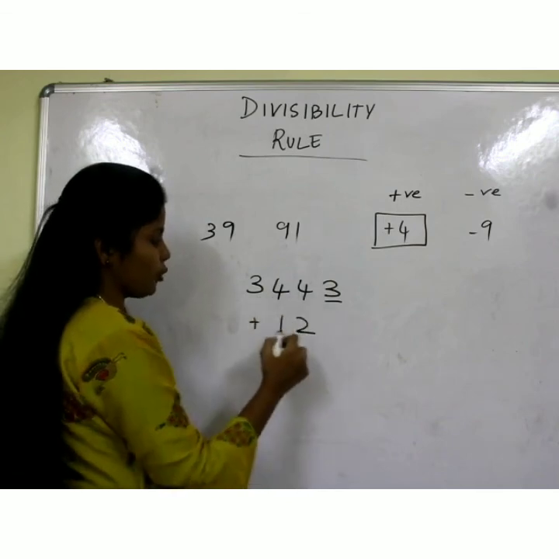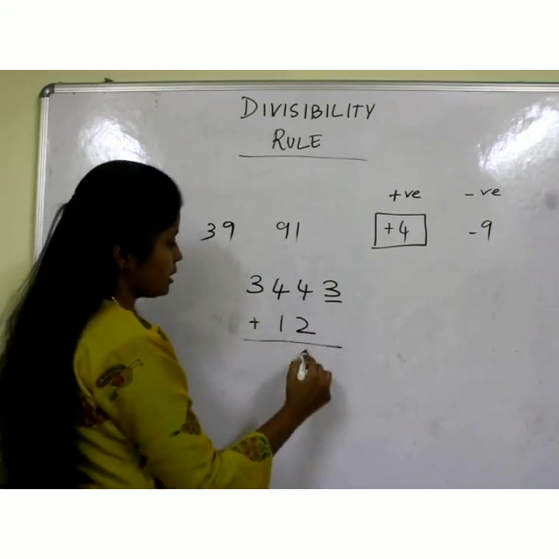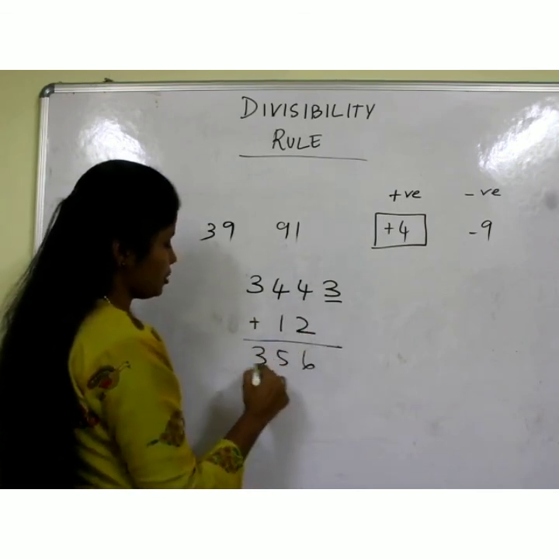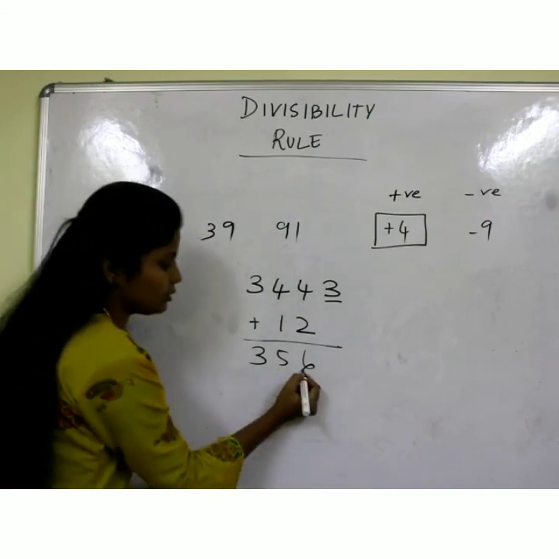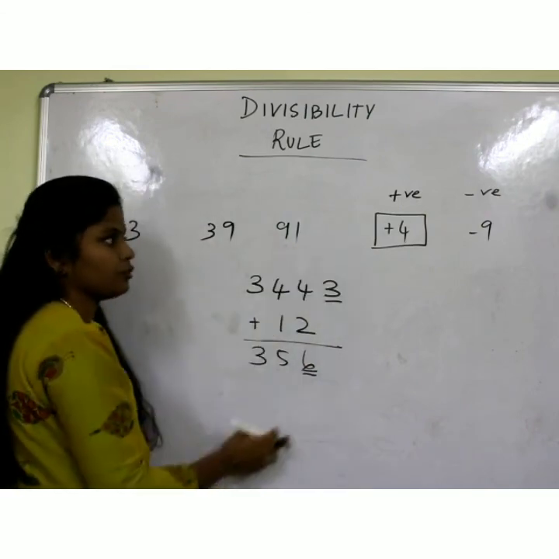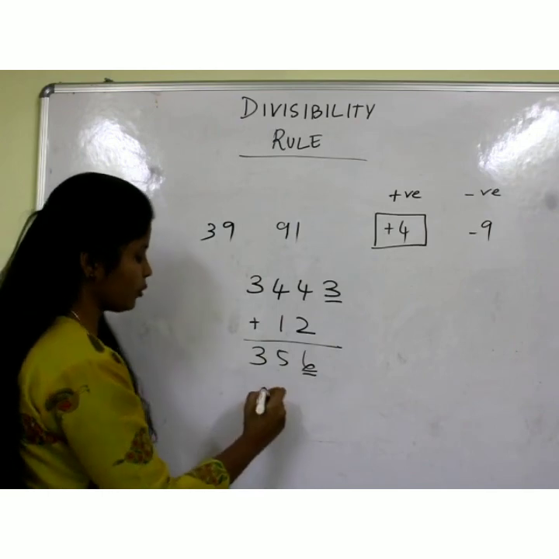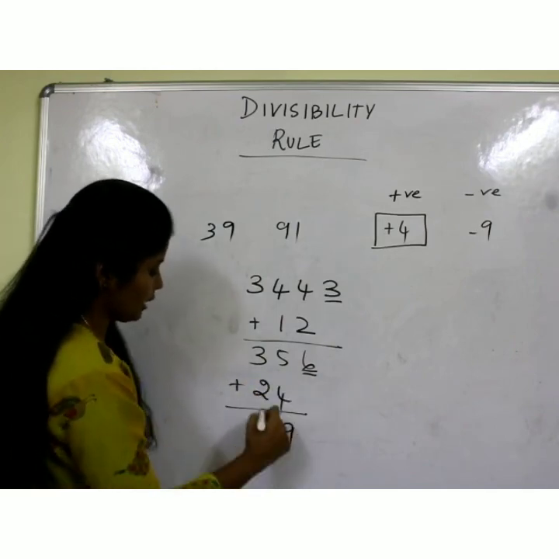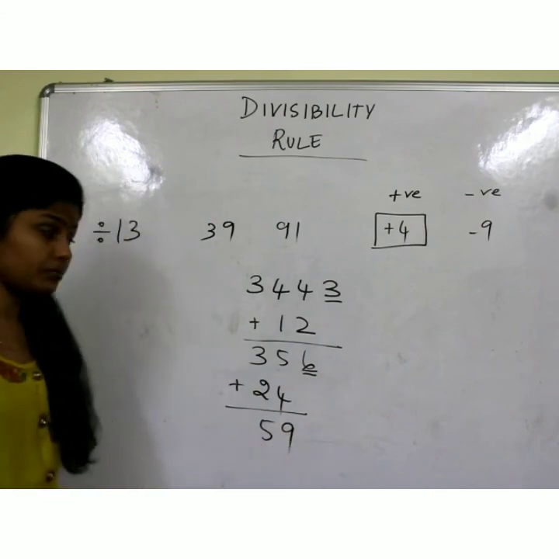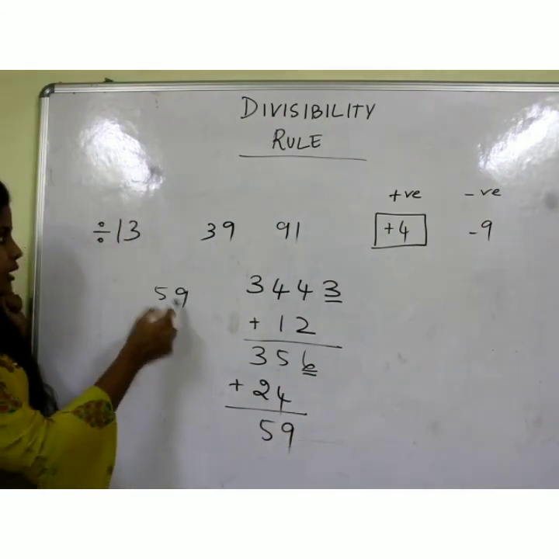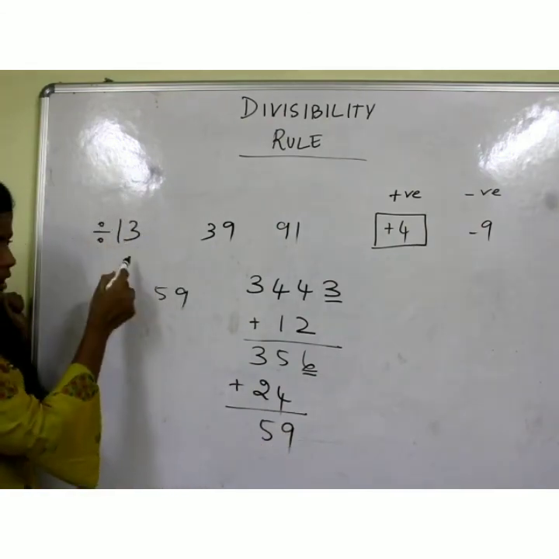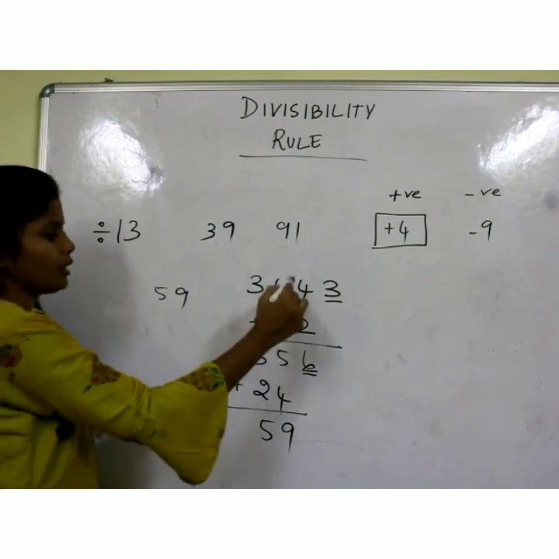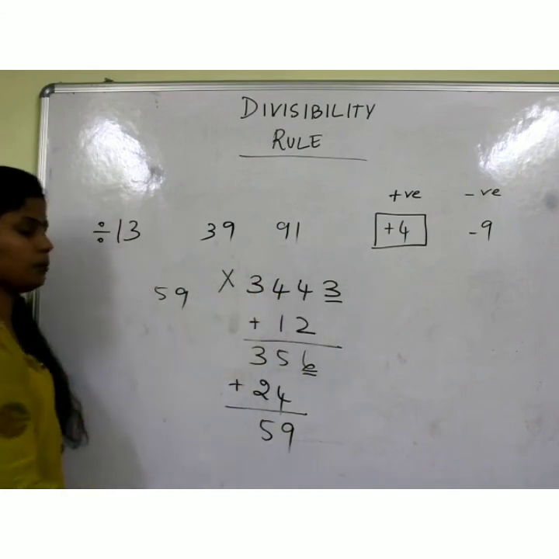So 344 plus 12 makes it 356. And again take the unit digit 6, multiply it with 4, which makes it 24, and add it to the remaining numbers. Now it is 35 plus 24, which is 59. We very well know that 59 is not a multiple of 13. So 3443 is again not a multiple of 13.